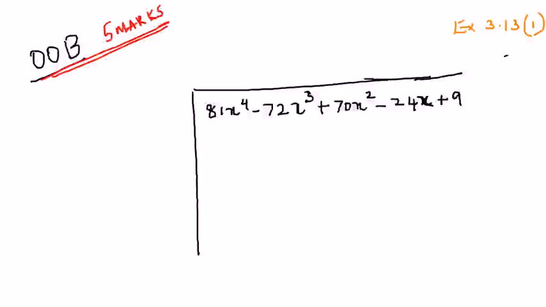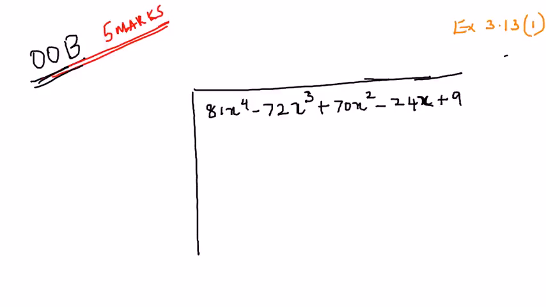So hi, let's look at an out-of-book question, an OOB question, which is asked in one of the question papers, your model or your final exam papers, the previous exam papers. It is similar to example exercise 3.13, the first sums. Okay, so we have to find the square root of this given polynomial by the division method.